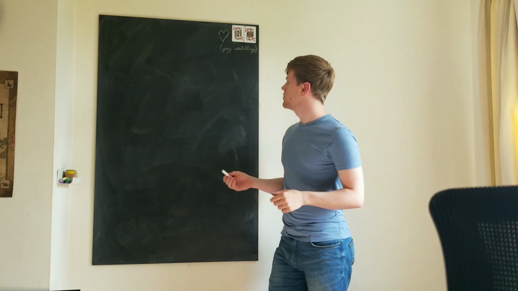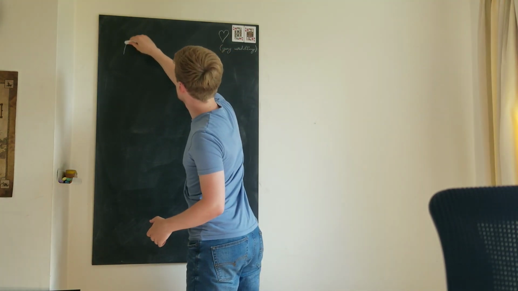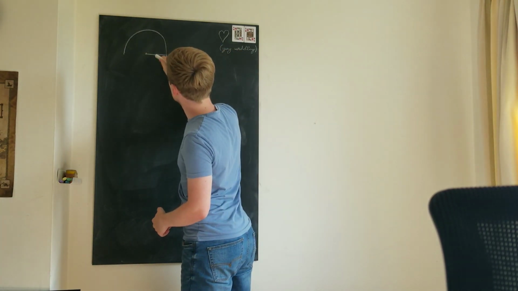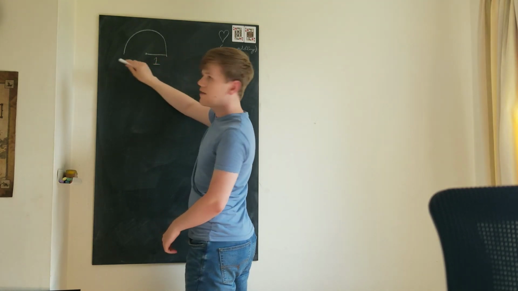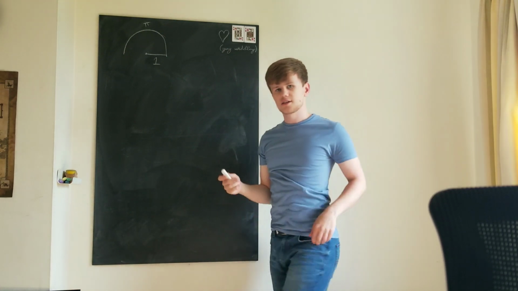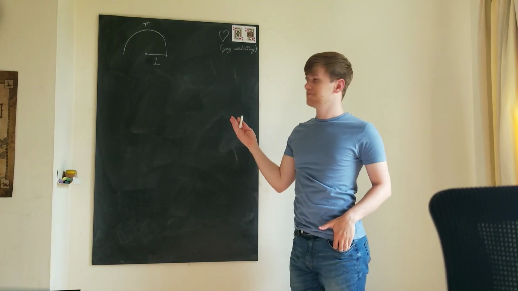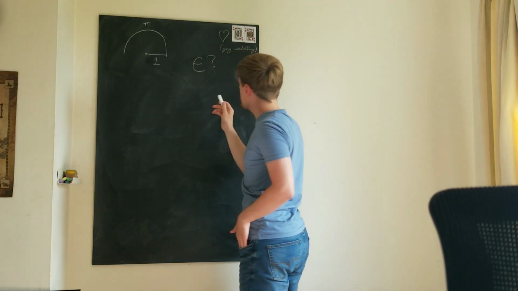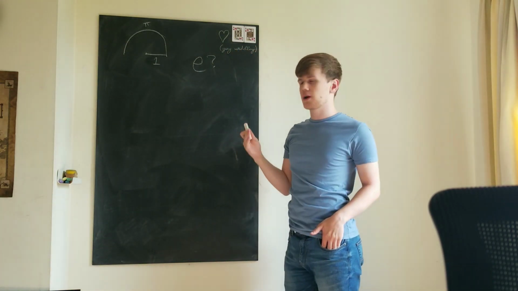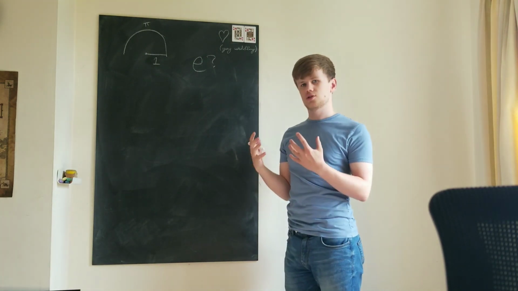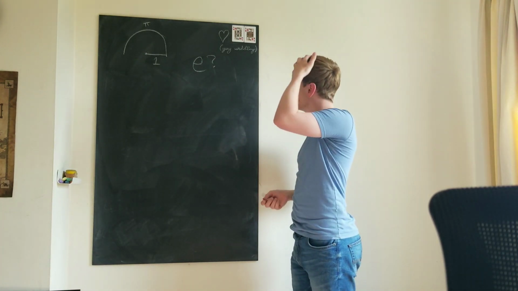So if we think about the number pi, we know that if we have a semicircle of radius 1, then this arc length around here is pi. And so in that sense, pi is the circle constant. E is a bit different. E isn't so much a geometric thing, although you can relate it to hyperbolas. E is a number which is to do with growth and rates of change.